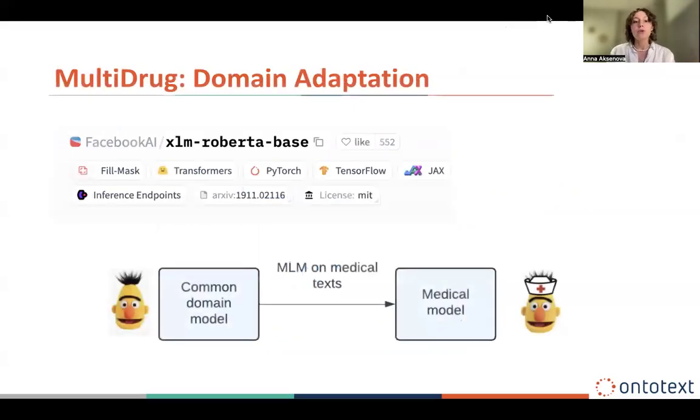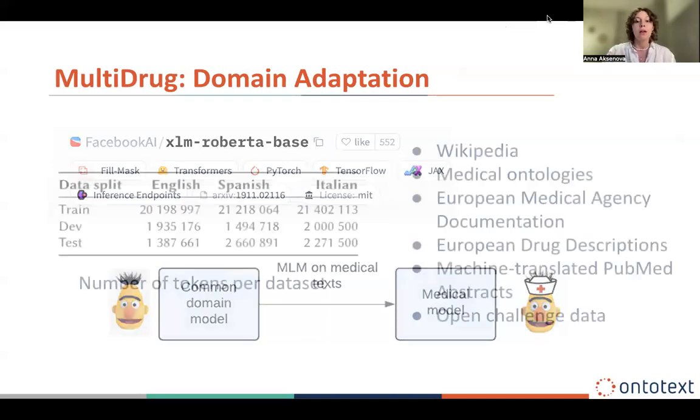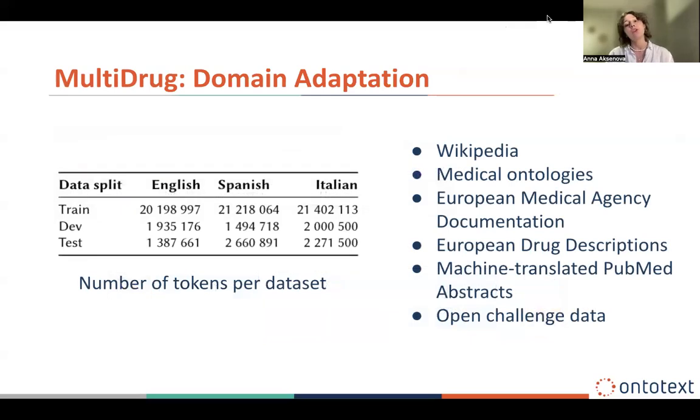So regarding the first question, we used the XLM-RoBERTa base backbone, and we did domain adaptation for the clinical text. We trained it on a masked language model objective to enhance the understanding of the clinical domain. And for that, we collected a special dataset with more than 20 million tokens for each of the target languages, where we included Wikipedia texts related to the clinical domain, medical ontologies, EMEA documentation, drug descriptions, and open challenge data.